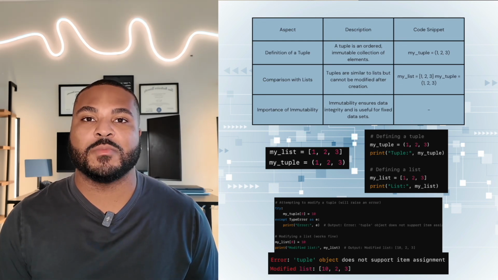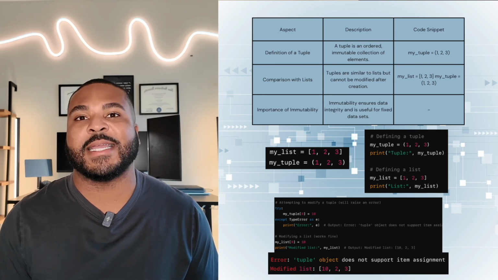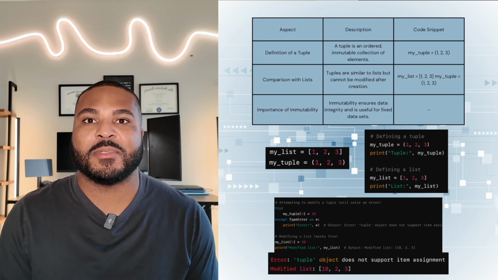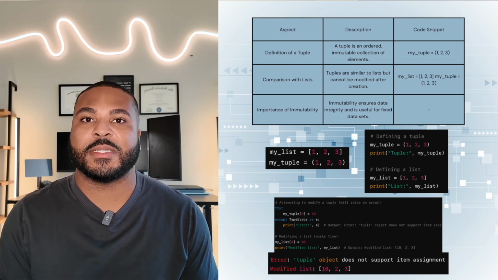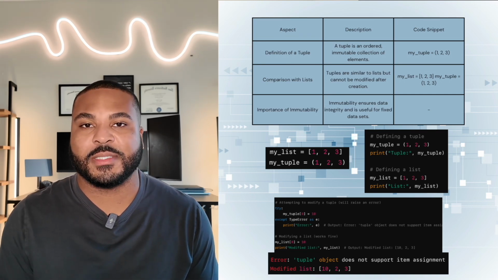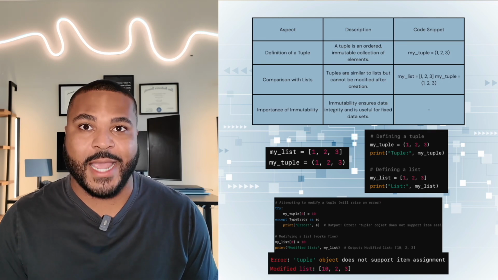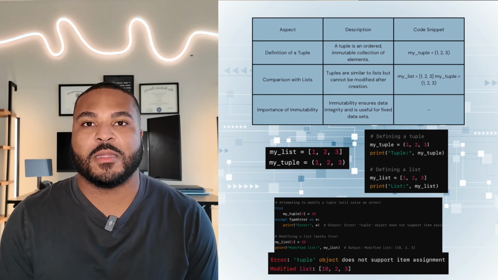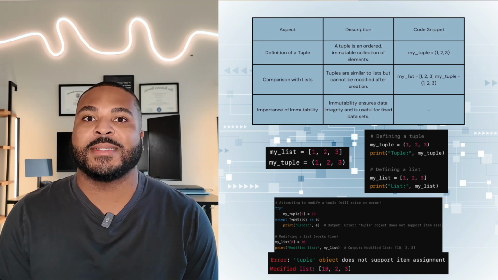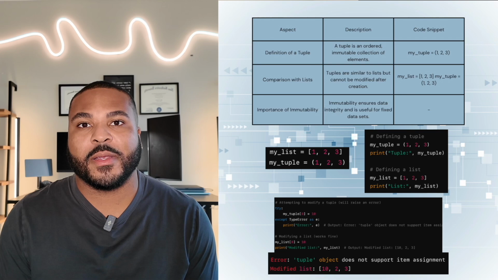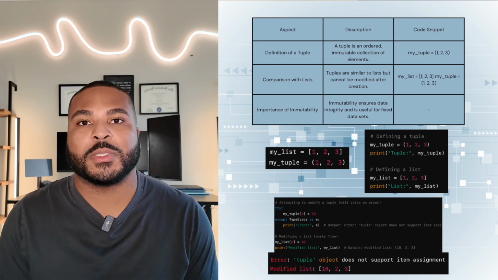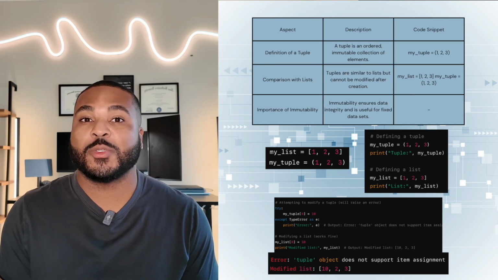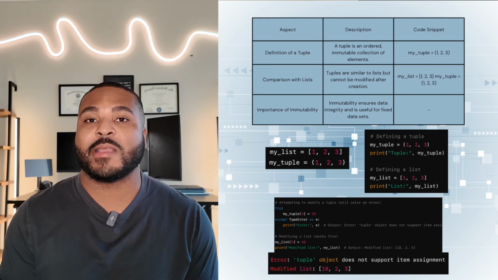We define a tuple named my_tuple containing the elements 1, 2, and 3. We also define a list named my_list containing the elements 1, 2, 3. The difference: the parentheses versus the brackets. So based on the code snippet shown, we try to change the first element of my_tuple to 10, which raises a type error because, as we discussed, tuples are immutable. We change the first element of my_list to 10, which works perfectly fine because lists are mutable.